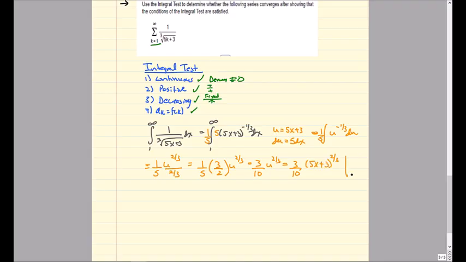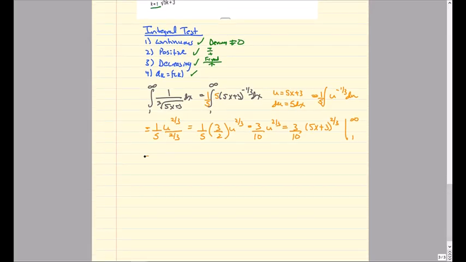Now I can plug in my limits of integration from 1 to infinity. So as I plug these in, I have 3/10 times the limit as x approaches infinity of (5x plus 3) to the 2/3. So that's my upper, minus my lower, 3/10 times (5 times 1 plus 3) to the 2/3. So this first term goes to infinity, and that ends up being what is helpful here. And then, of course, this is going to be minus 3/10 times (5 plus 3, which is 8) to the 2/3.